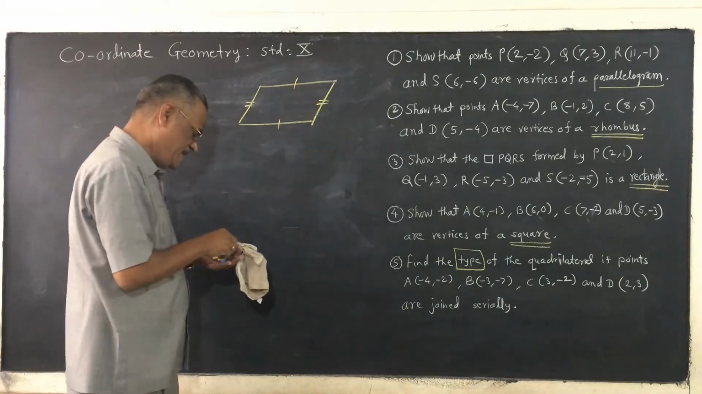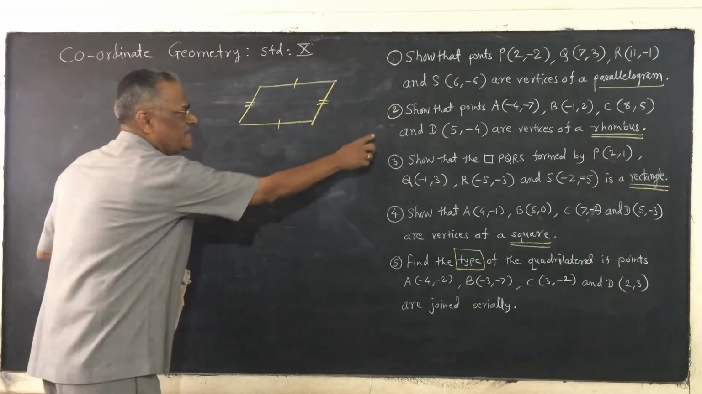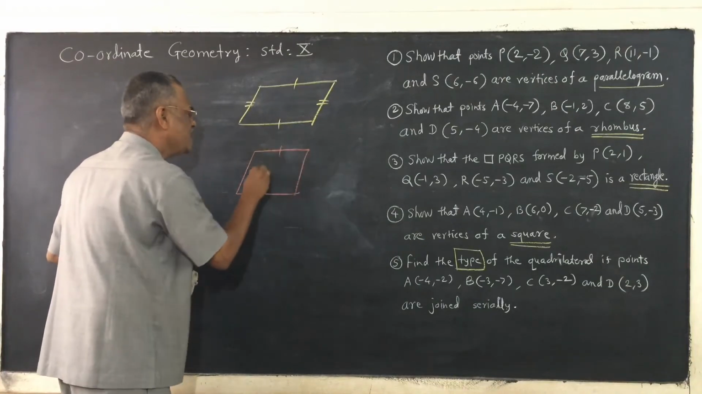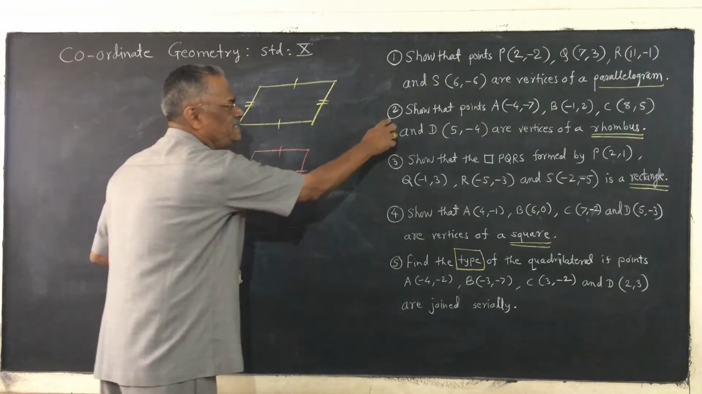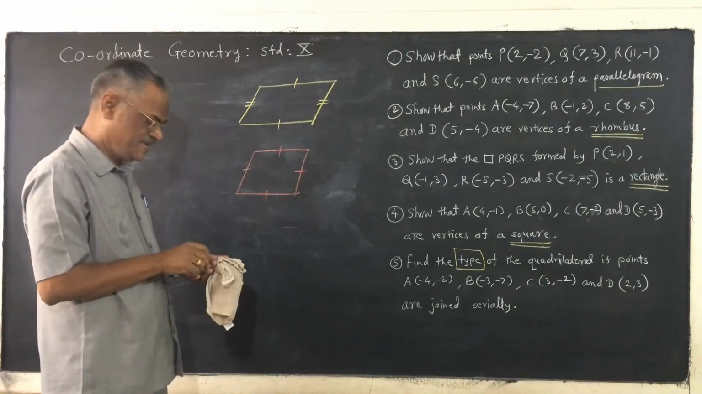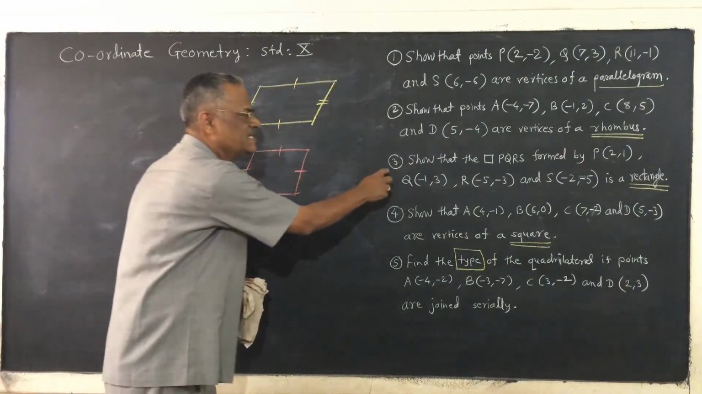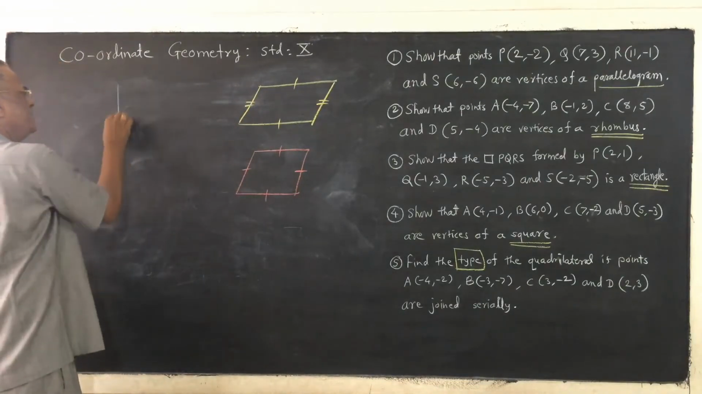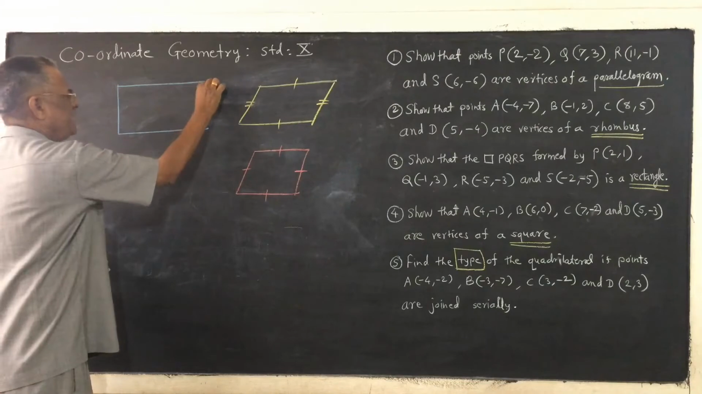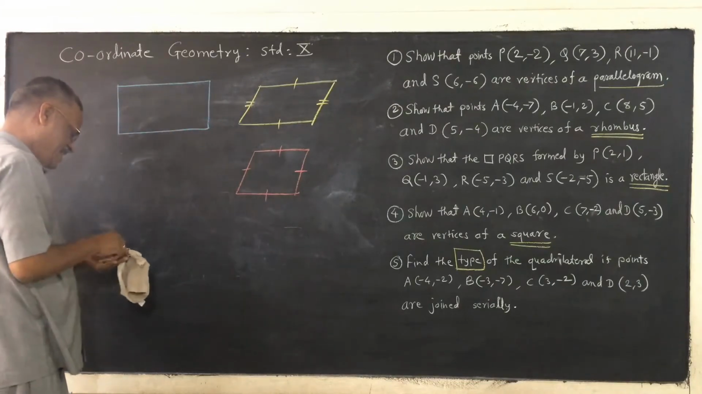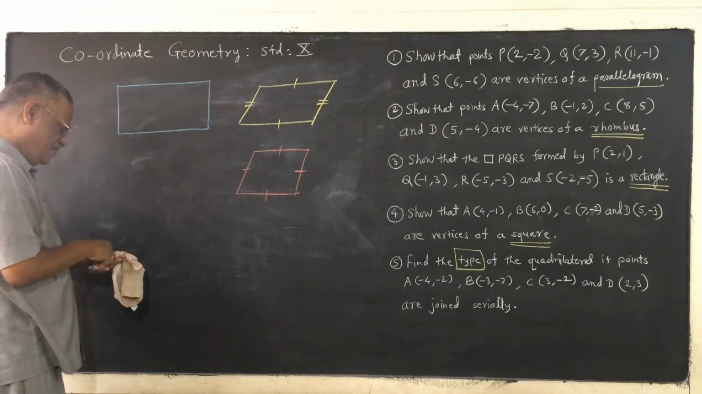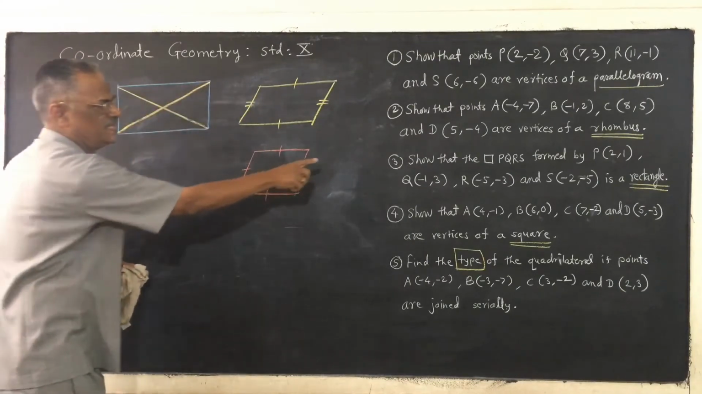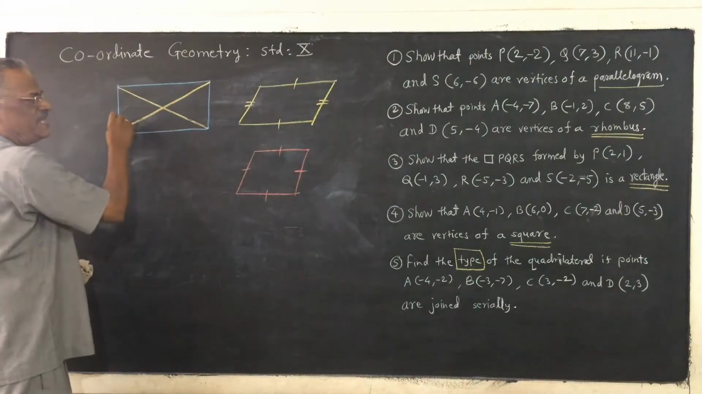For the next one, rhombus, you are going to prove that all sides are equal. That is the next example, all sides are equal. And in the third one, rectangle, what is the rectangle there? Opposite sides are equal, and diagonals are equal.